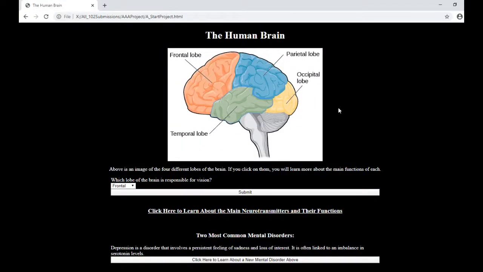And then here we have a little quiz question. Which lobe of the brain is responsible for vision? Which is obviously the occipital lobe. And click submit, and you are correct.